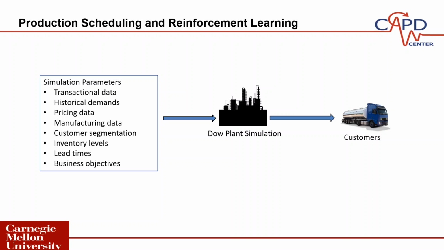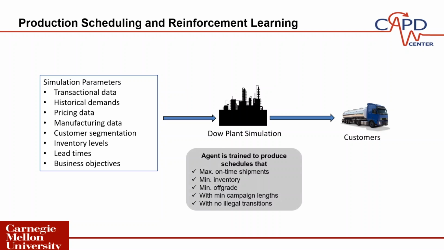To this end, we collected a massive amount of data at Dow in order to parameterize a number of different demand models and pricing models and other things, so we can effectively run a simulation of our Dow plants. Then we can plug the reinforcement learning agent into the simulation so that it can start to make decisions and get feedback based on the simulated parameters. We do that in order to try to maximize its on-time delivery scores, minimize its inventory, minimize off-grade, and enforce a few different constraints such as campaign lengths and illegal transitions to make sure that those constraints are not violated.